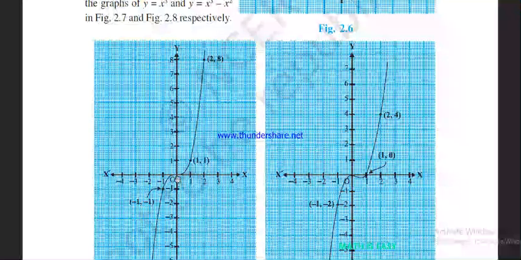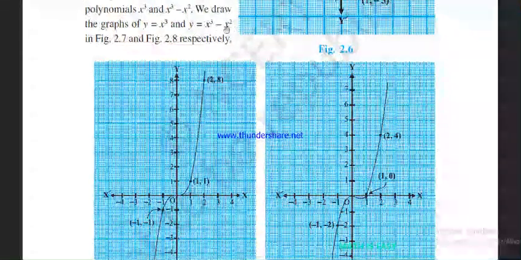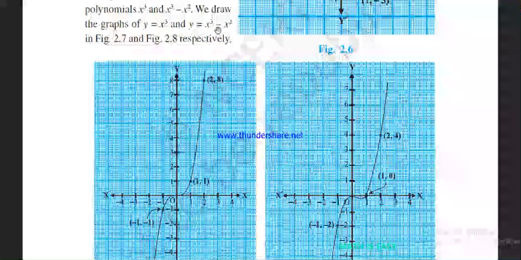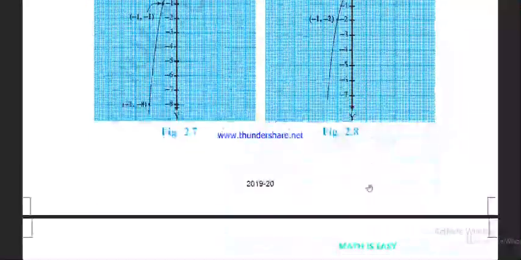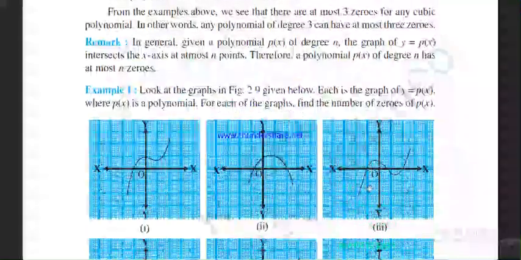It touches the x-axis only at one point, where x is 0. If I take the third function, x cube minus x square, this touches the x-axis at 2 points, 0 and 1. So there are 2 solutions for this graph. So here is an example.